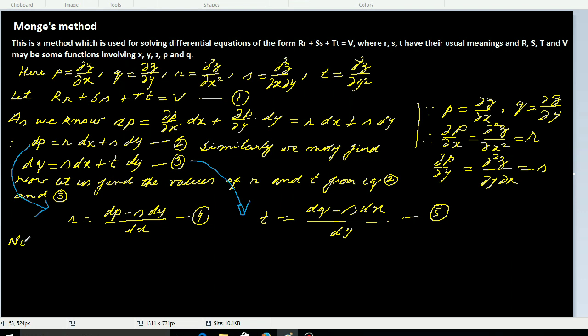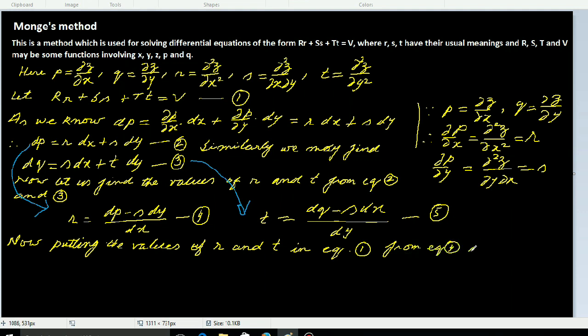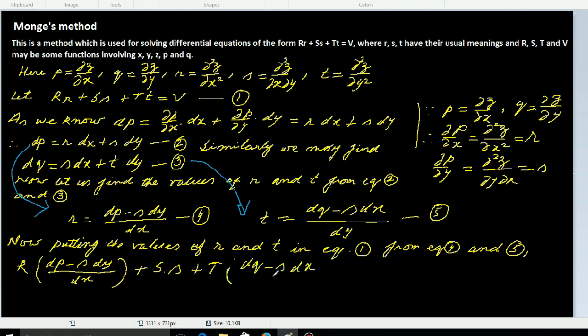Now putting the values of r and t in equation 1 from equations 4 and 5, we get capital R into (dp minus s dy) over dx plus capital S into small s plus capital T into (dq minus s dx) upon dy is equal to capital V.